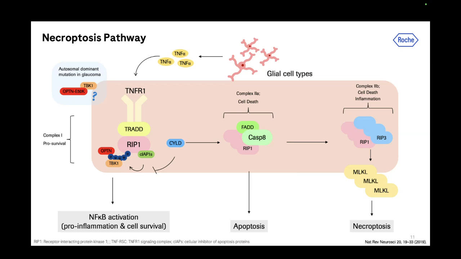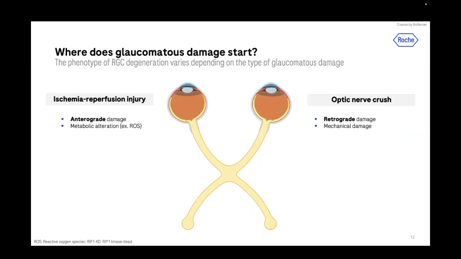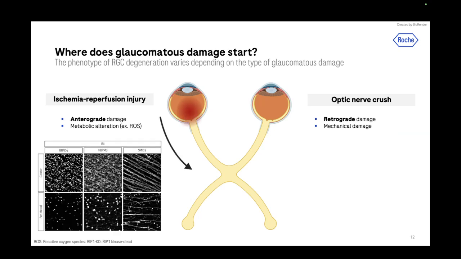So to test this hypothesis, we move directly into the in vivo experiment using a preclinical glaucoma model to evaluate how inhibiting RIP1 affects retinal inflammation and then neurodegeneration. So if RIP1 really is the central node, we challenged the mice with two well-established preclinical models of glaucomatous damage. The first is ischemia reperfusion injury.